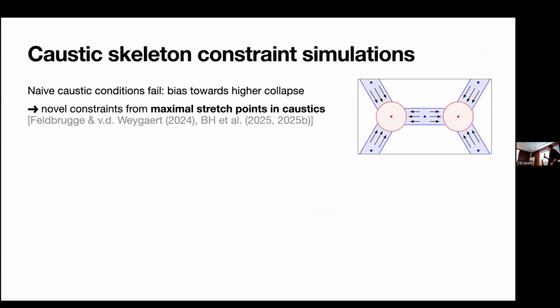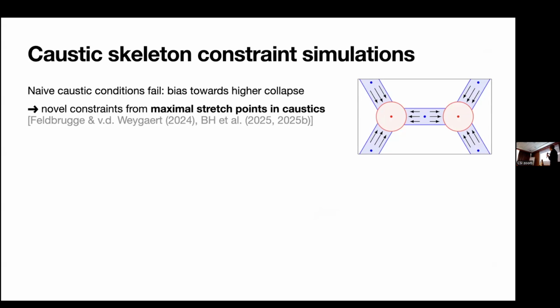Yeah, I want to focus on the caustic skeleton constraint simulations. So what we want to do is, now that we know that these caustics are good at identifying the structure, we actually want to use them to set up a laboratory for large-scale structure by running constraint simulations on the caustic conditions to infer the physical properties of walls, filaments, etc. But we have a problem with that because unfortunately the naive caustic conditions fail for this purpose.